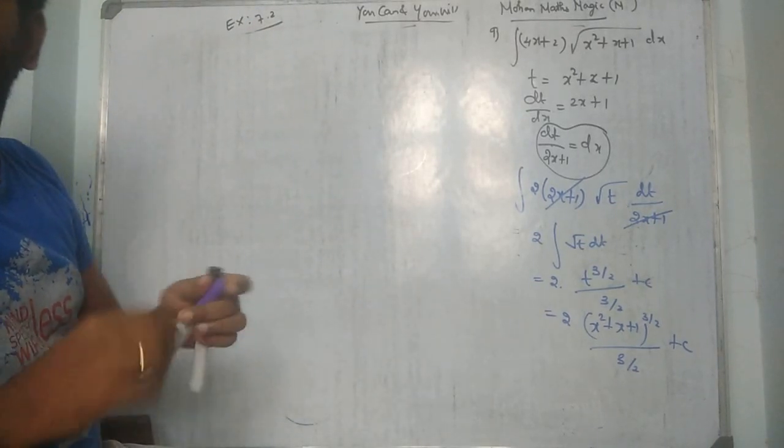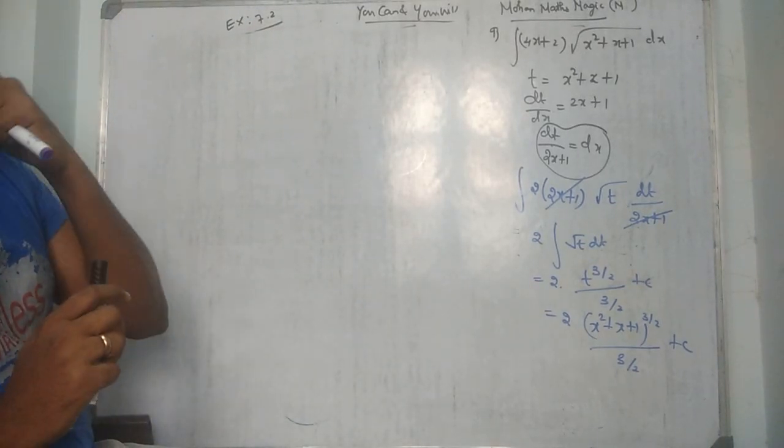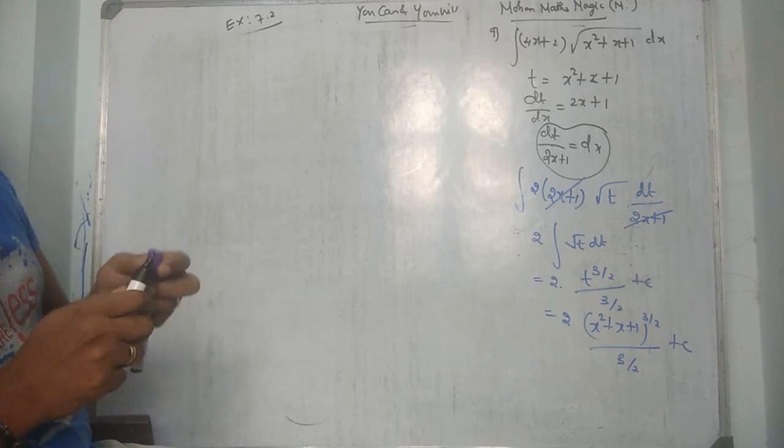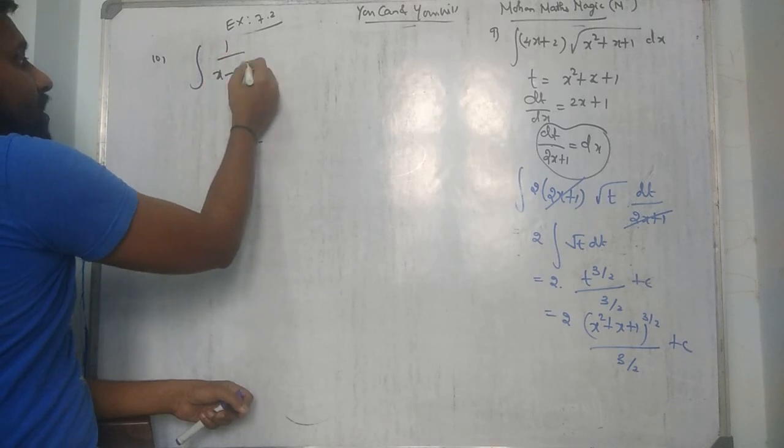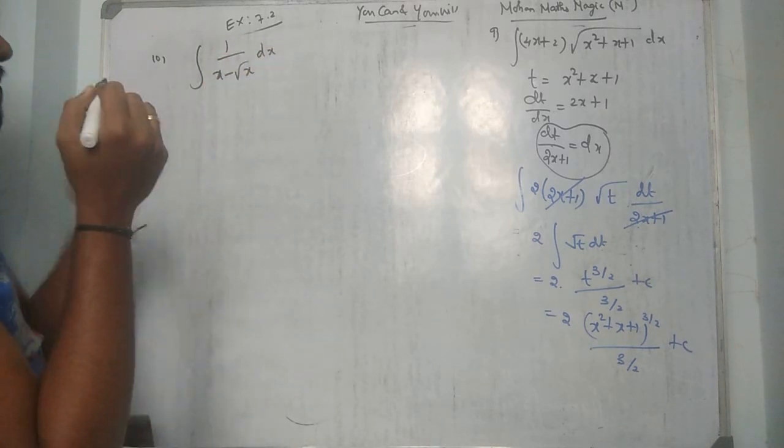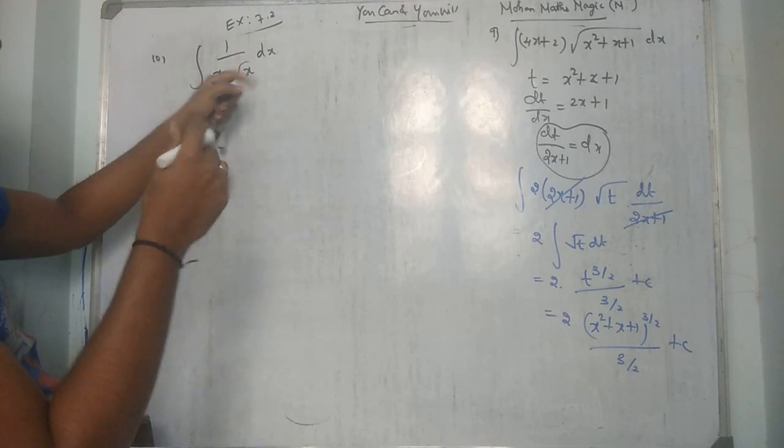So 10th sum is like this. Integration of 1 upon x minus root x dx. This sum is quite tricky, you have to think, okay? For this one, there may be many methods. You can rationalize the denominator, try the sum, okay?